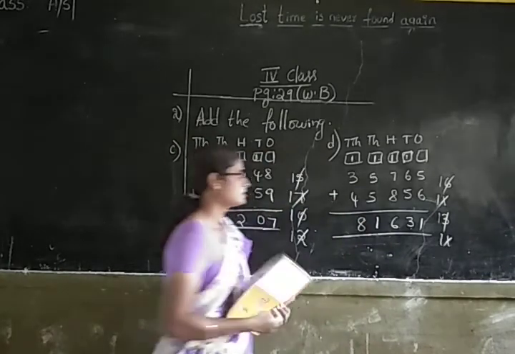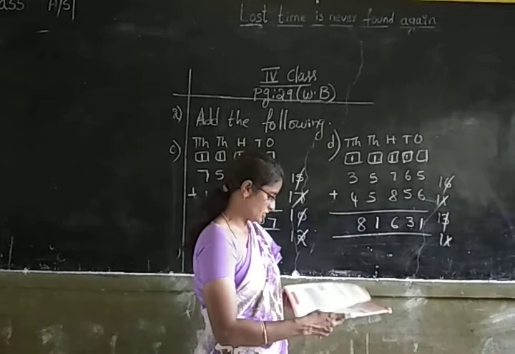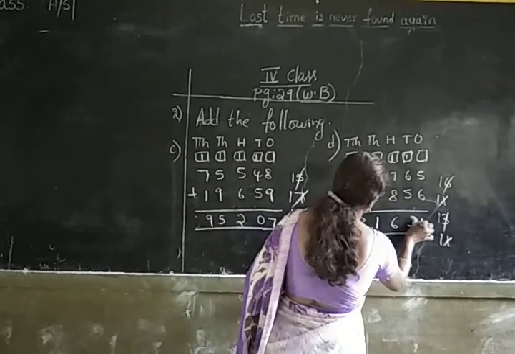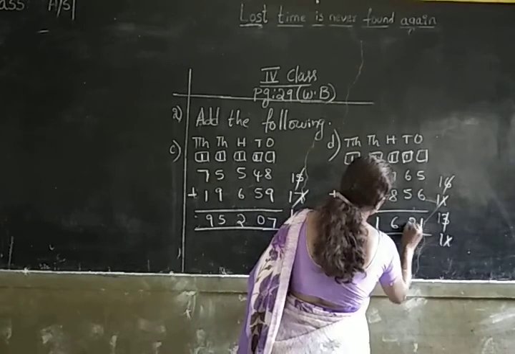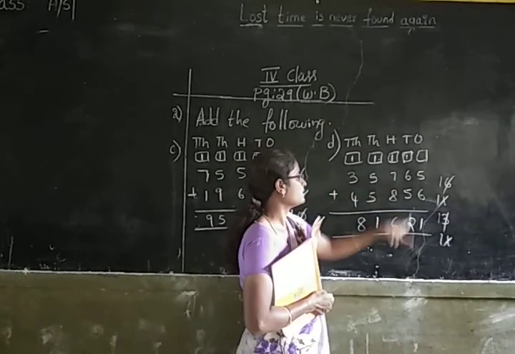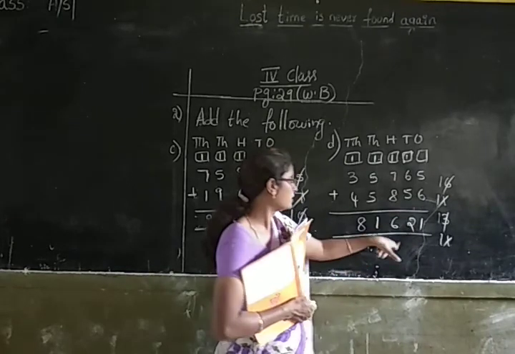Okay children, this is the way of doing addition. Sorry children, here 6 plus 5 is 11 and 11 plus 1 is 12. I put 13, it is wrong.